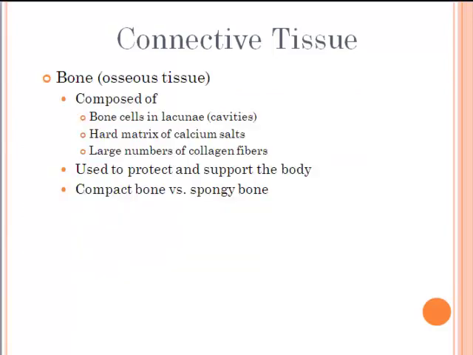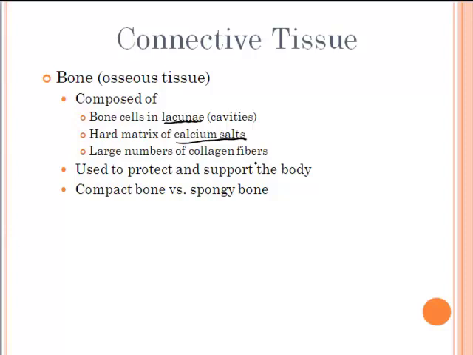Next we have bone. So bone, similar to cartilage, the cells are found in cavities called lacunae. But in this case, instead of having protein fibers, we have a calcium salt matrix. So the cells are producing these calcium salts and packing them around themselves into the extracellular matrix. We also have a lot of collagen fiber as well. So this is the most densely packed, the hardest connective tissue material that we have in the body.